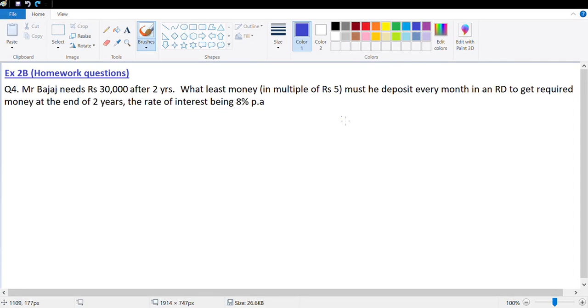Hi guys, let's look at the homework questions of exercise 2B. We are on the chapter Banking. But before we look at the homework questions, let's revise the two formulas which are there in this chapter.